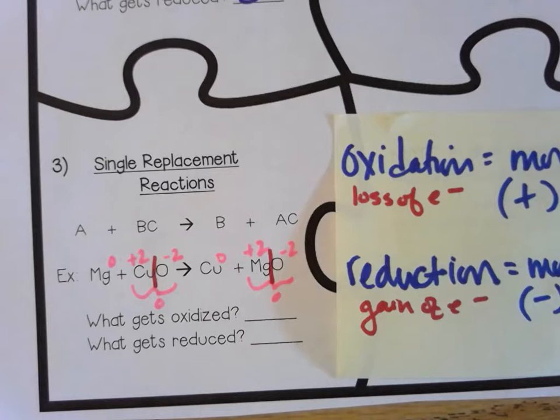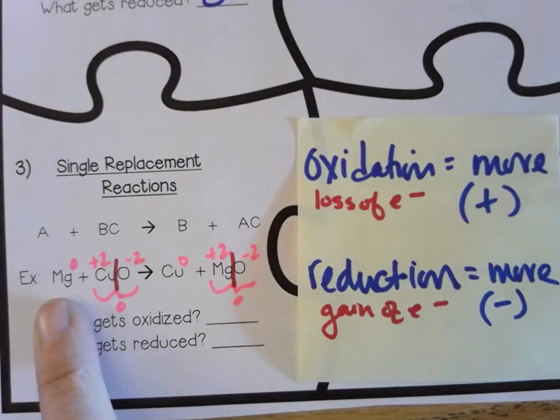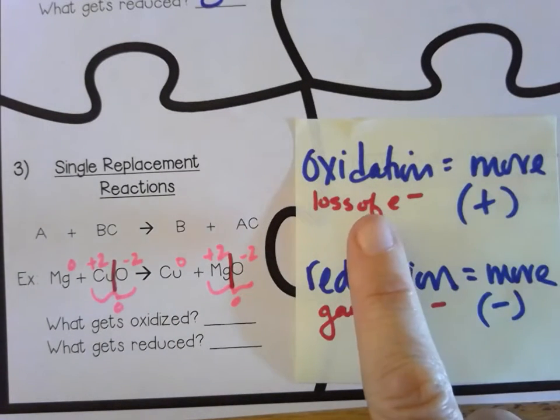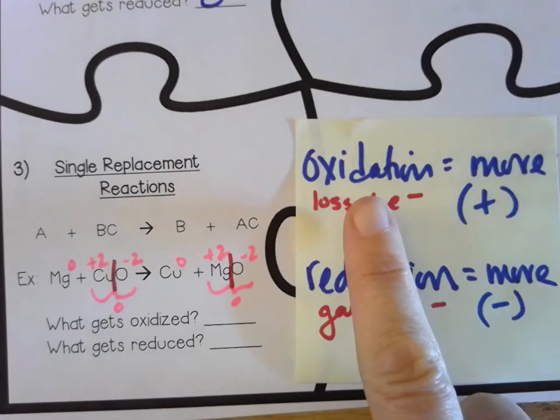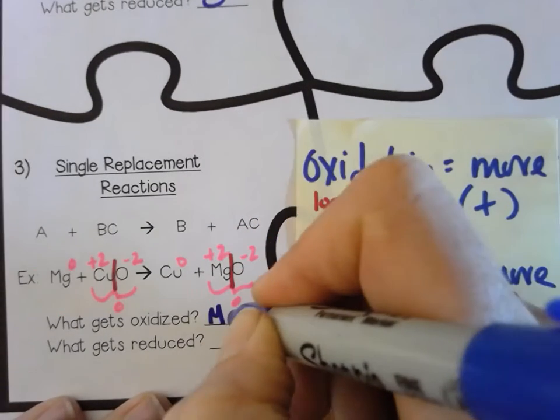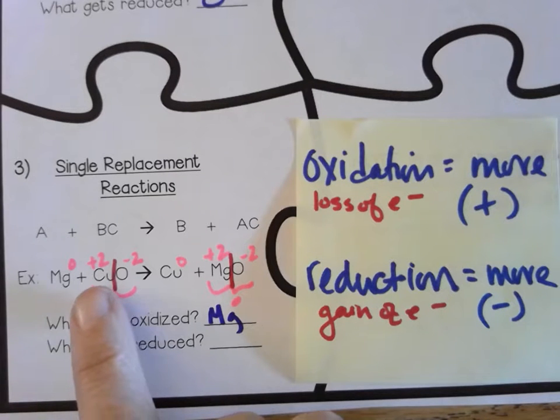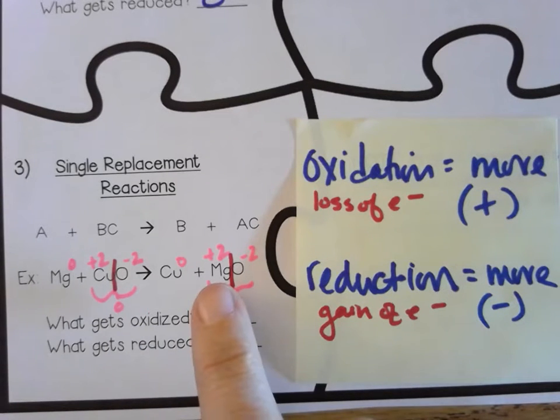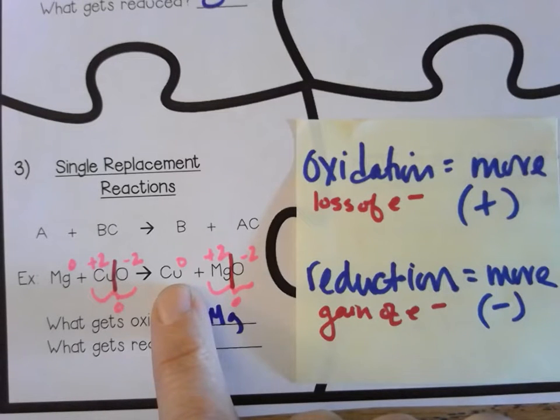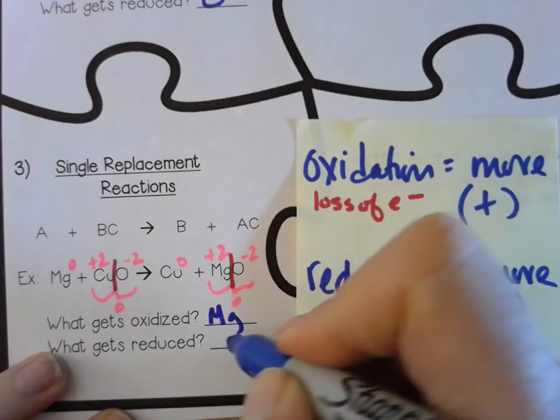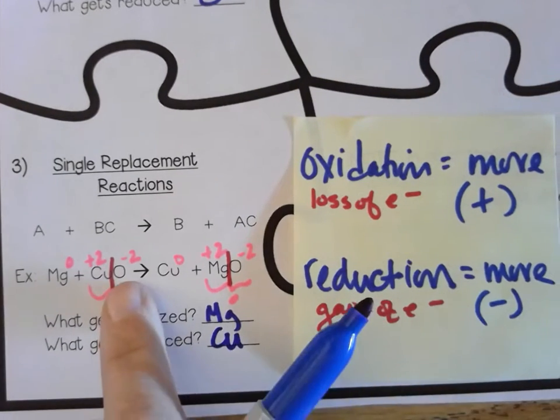Now let's take a look at magnesium. Magnesium went from a 0 to a +2. It became more positive. It must have lost electrons, so it was oxidized. So Mg. Copper is a +2 to a 0. It became more negative, so it gained electrons. And oxygen is a -2 and a -2, so nothing happened to it.